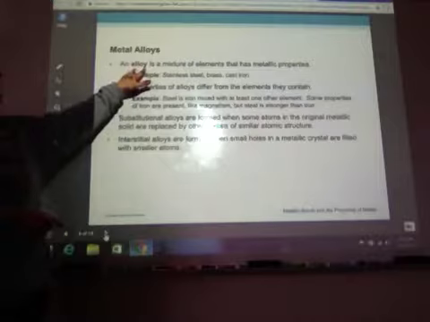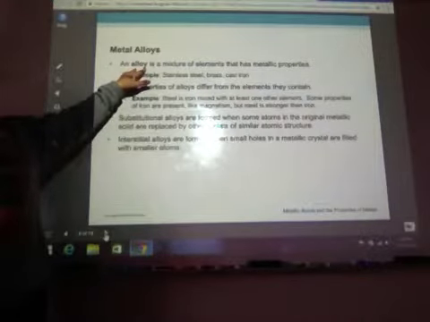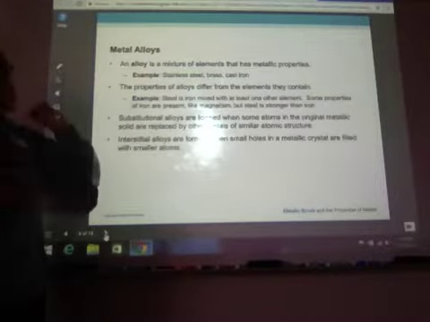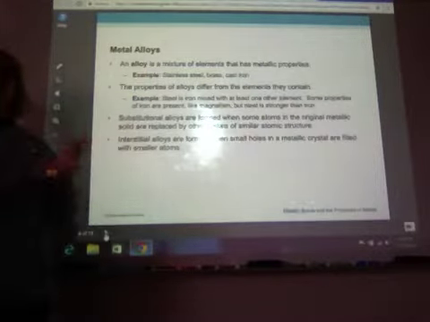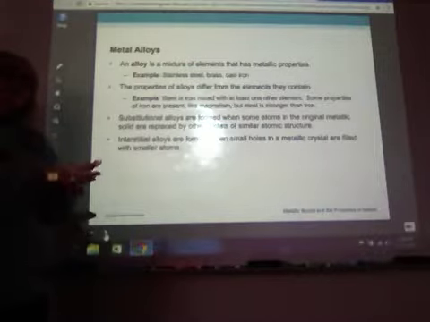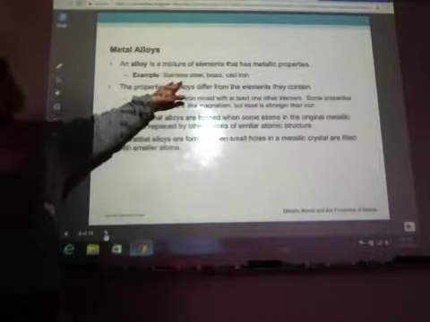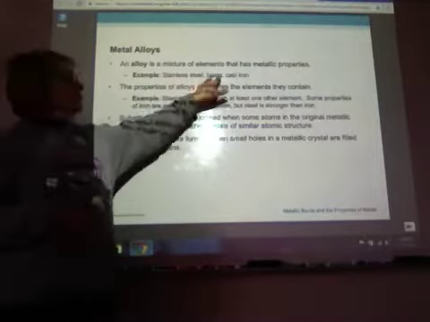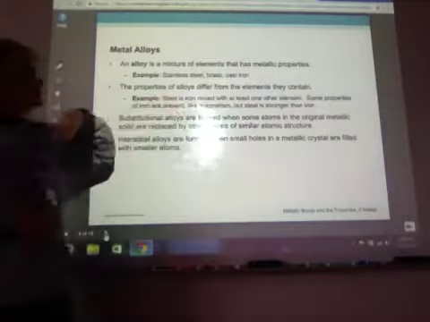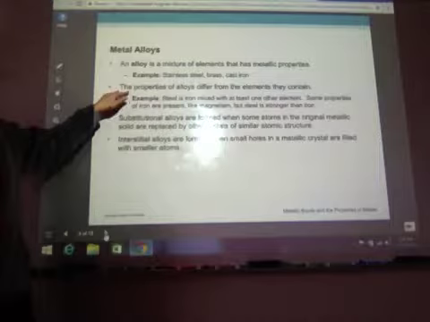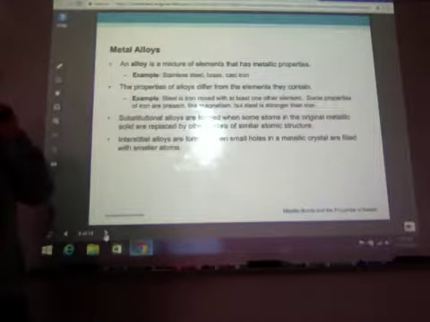So an alloy is a mixture of elements that has a metallic property. And usually an alloy is a mixture that has at least one metal in it and maybe some other things too. So examples: band instruments, stainless steel, brass, cast iron pots and pans are also alloys. The properties differ from the elements they contain. And I thought that it gave an example.